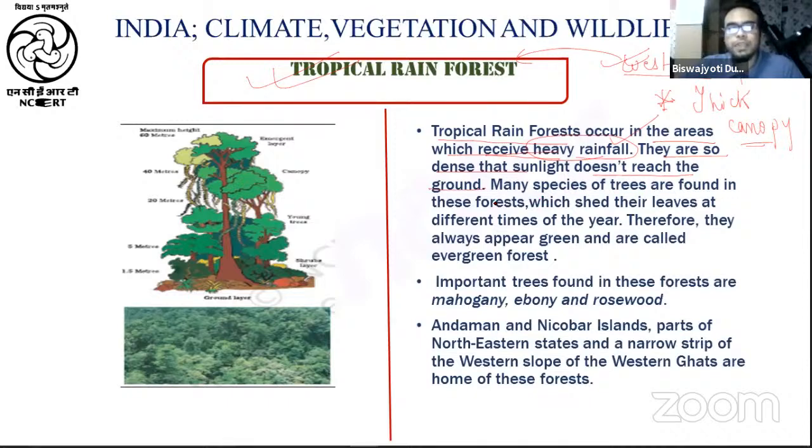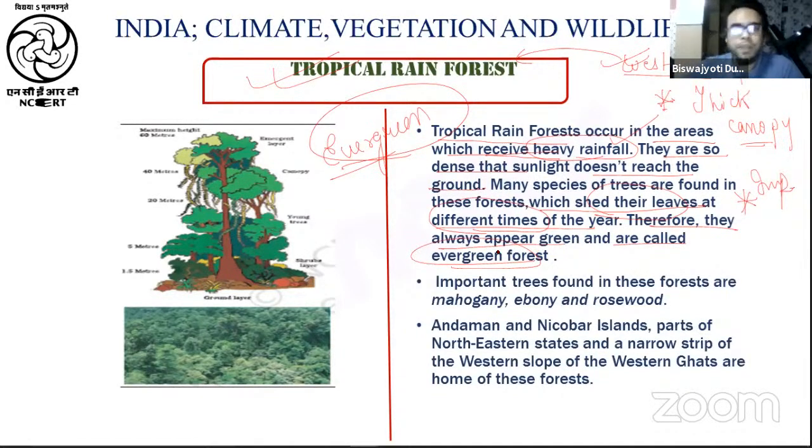Many species of trees found in this forest shed their leaves at different times of the year. Very, very important. As the trees of the evergreen forest shed their leaves at different times, it appears evergreen all the time. Suppose, for example, during the summer season some trees have shed their leaves but some have not. During the winter season some will shed but some will not. Therefore, throughout the year this forest appears to be green, and so it is called evergreen forest.